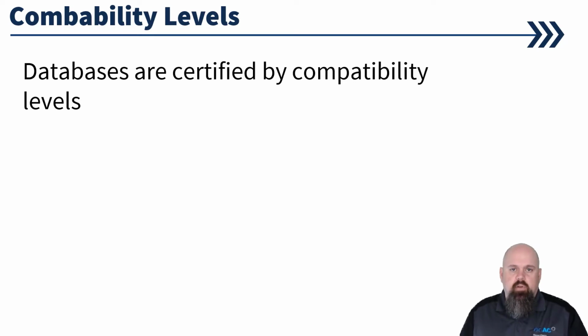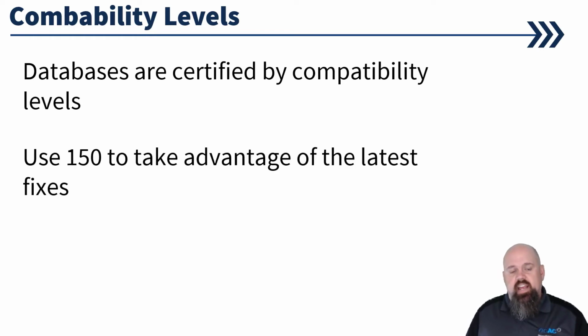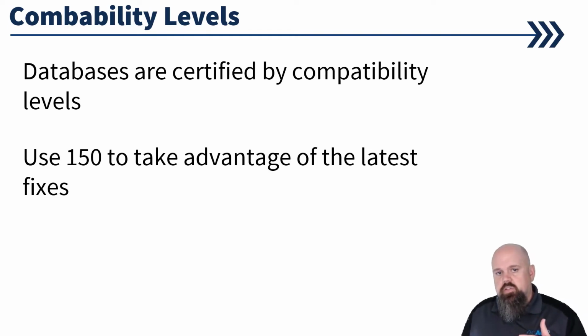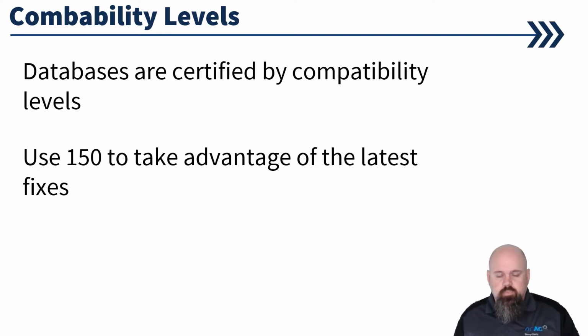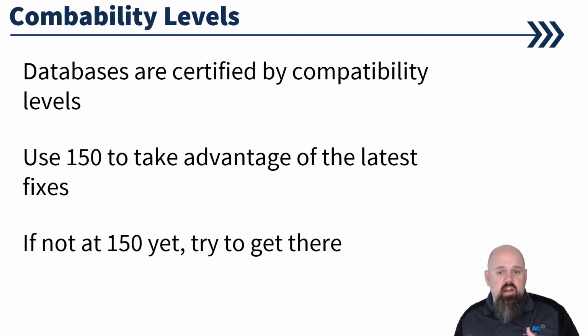So if I'm running at compatibility level 150, that means I'm running basically SQL Server 2019. If I'm running compatibility 140, I'm basically running SQL Server 2017. So make sure that your databases are up to the correct compatibility level. This also allows us to take advantage of the latest fixes that Microsoft releases. So 150 is the gatekeeper, if you will, for the memory grant feedback and the table variable deferred compilation options that I had talked about, plus a few others. If you're not at 150 yet, try to get there.